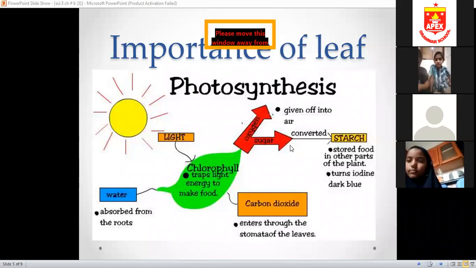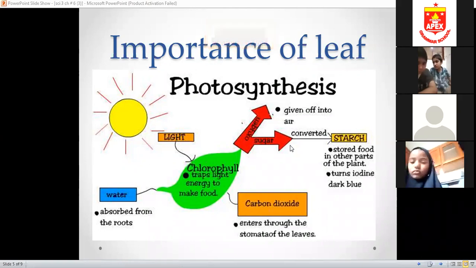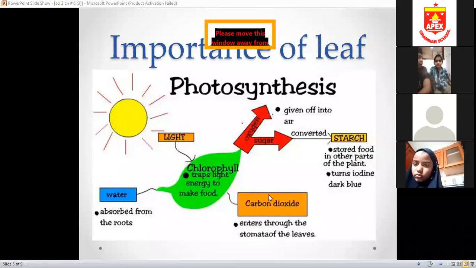Again I am repeating, photosynthesis is derived from two words. Photo means light, synthesis means putting together. So it is the process in which light and the carbon dioxide from the environment enter with the help of stomata, the tiny openings, into the leaf. They do the process of photosynthesis. In the result of photosynthesis, we get two things, oxygen and sugar.